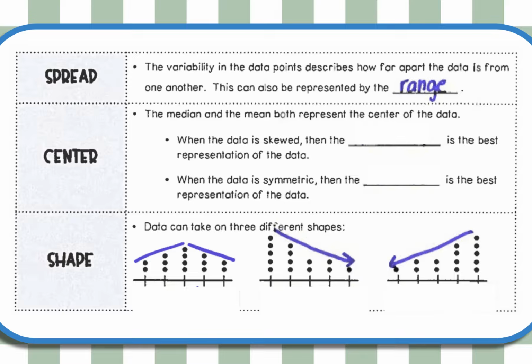So when the data is skewed, which means when it's pushed off to one side, then the median is the best representation of the data. Because if your data is skewed, that means the mean will be a little bit messed up. The mean will either be too high or too low. So the median is a good, reliable measure of center. When the data is symmetric, so when it's nice and even on each side, then the mean is the best representation of the data.